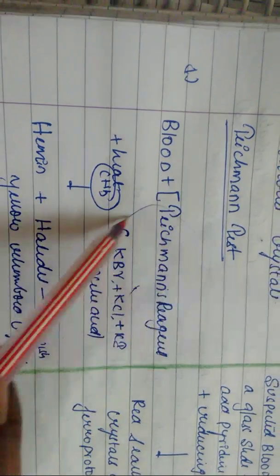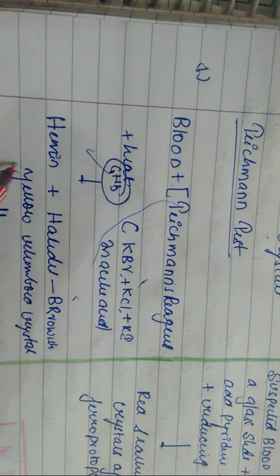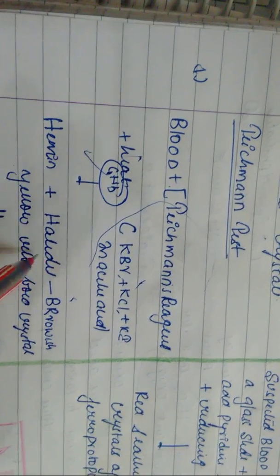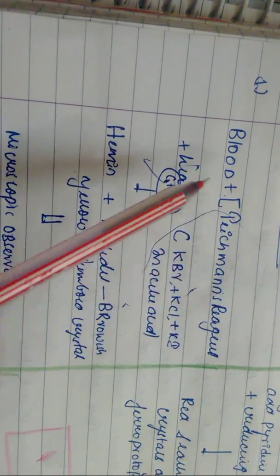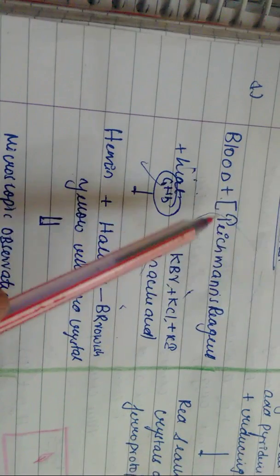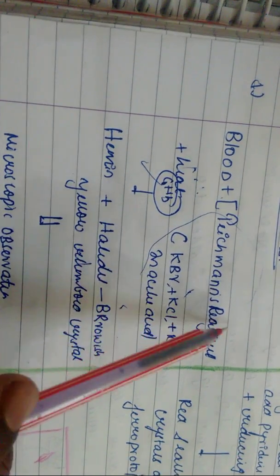When I mix this reagent with the blood and heat it, the heme which is present in the blood reacts with the halides and forms hemin halide. What do you mean by halide? Bromide, chloride and iodide are halides, and this heme particle, hemin, which is present in the blood reacts with the halides present in the Teichmann's reagent.